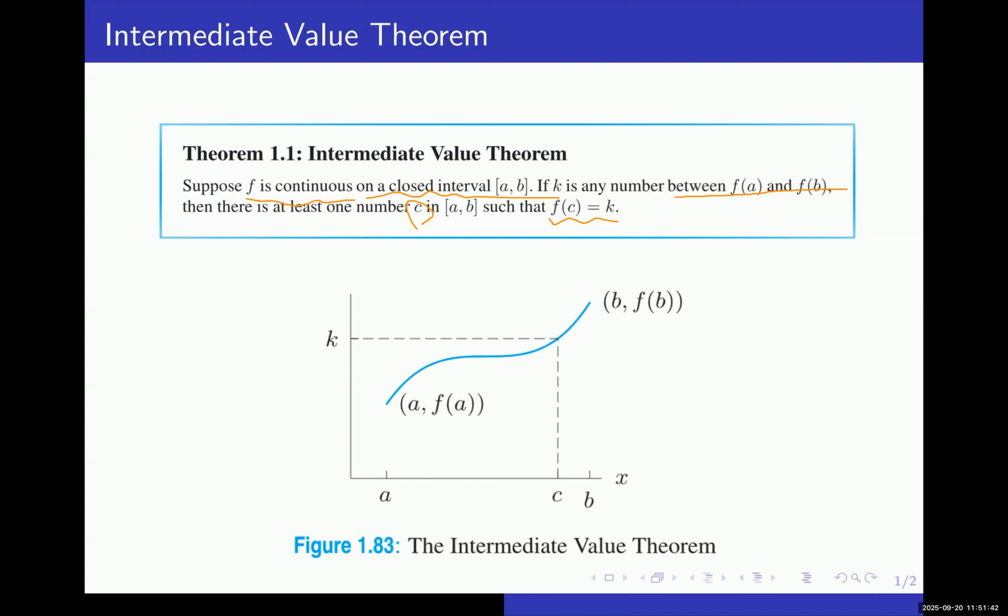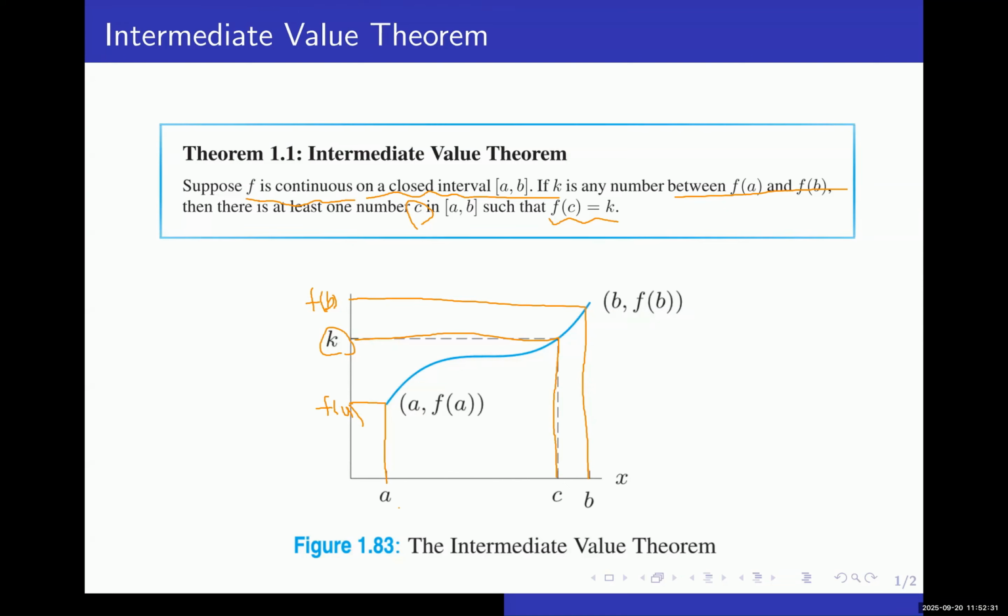So when x is equal to a, there's a corresponding y value f(a) in here. And when x is equal to b, the corresponding y value f(b) is here. And if you pick any number, say k, between f(a) and f(b), then there is a corresponding x value c between a and b. So this is the intermediate value theorem.